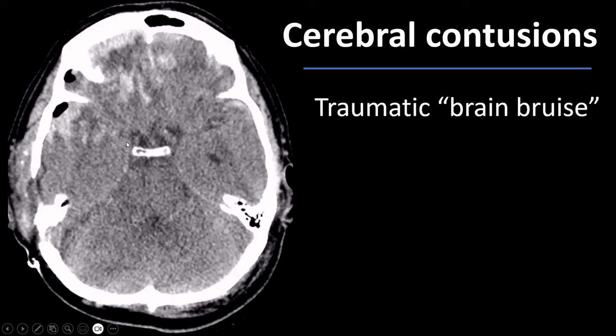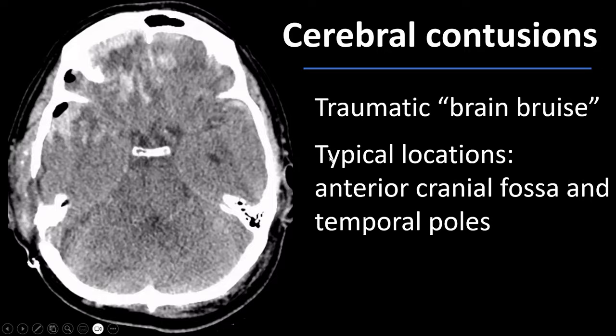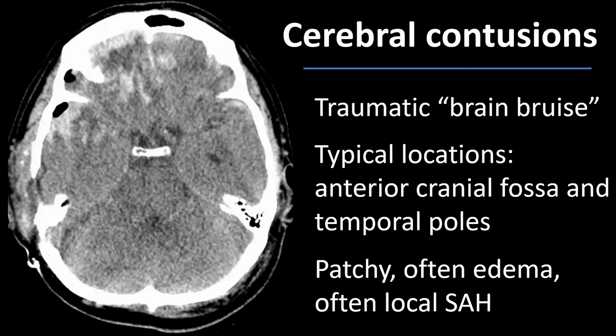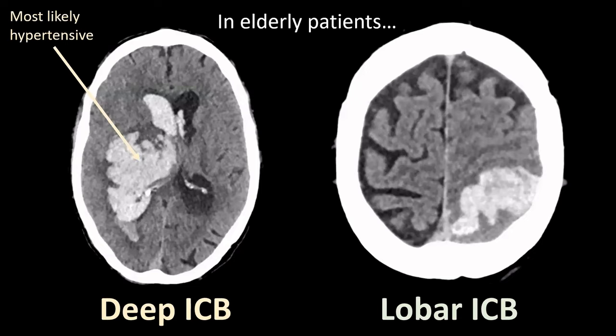And this is basically some kind of traumatic brain bruise. This occurs following an acceleration-deceleration injury of the head, causing the brain to slide over the bony ridges of the anterior cranial fossa and against the middle cranial fossa. The locations are quite typical, although basically contusions can occur anywhere, but these are definitely predilection sites. They are often patchy, you often have multiple, often surrounded by edema, and there is often local subarachnoid hemorrhage present.